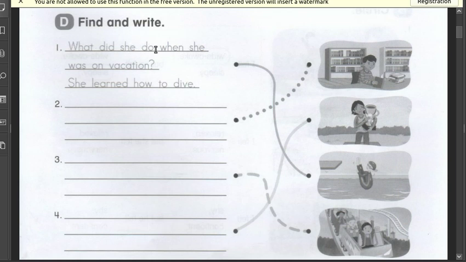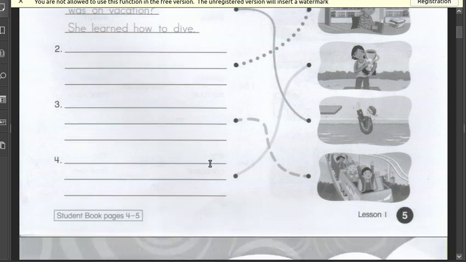What did she do when she was on vacation? She learned how to dive. So now you have here the connection, learned how to dive. So now we have the next one, number 2. What did he do when he was on vacation? He read a lot of books. So you write this sentence here.